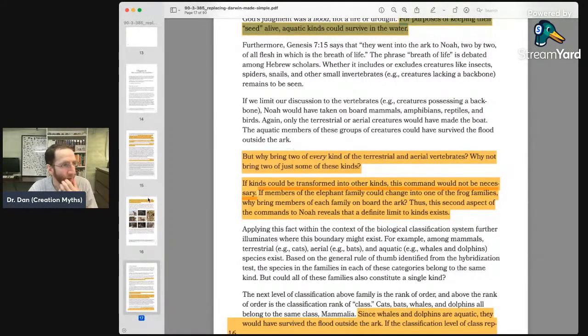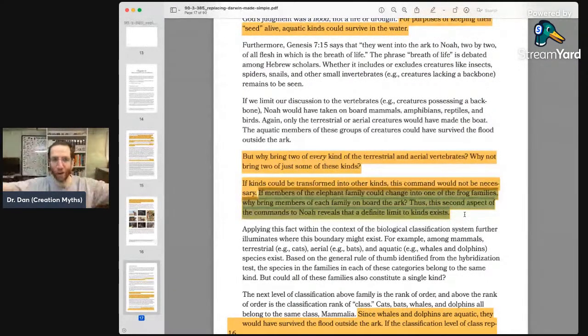The other thing he says here that I think is kind of silly is that if you could go from one family to another, from one kind to another, then you wouldn't need to have all the different kinds on the Ark. Because, say, if members of the elephant family could change into the frog family, why bring both? Why not just bring one of them and then it could diversify a lot?